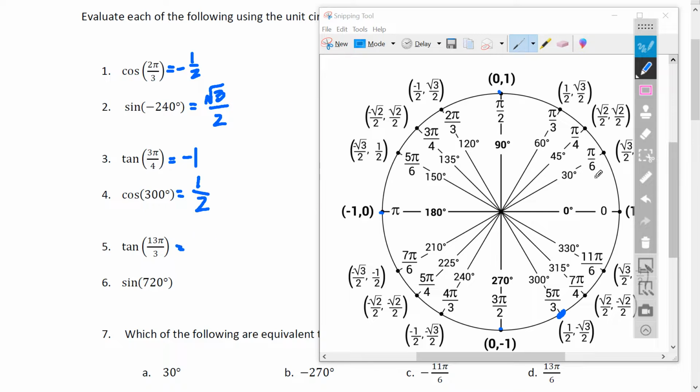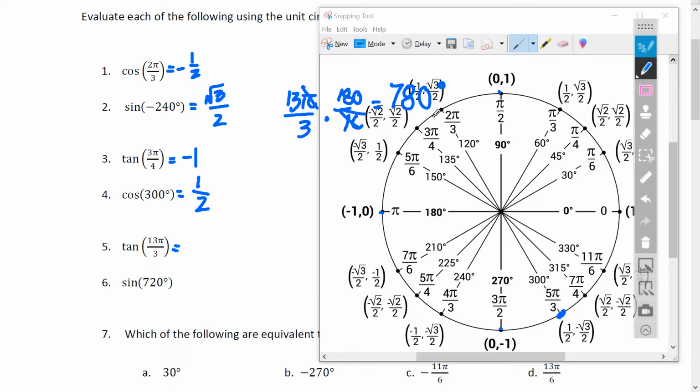Tangent of 13 pi over 3. Now, I don't see 13 pi over 3 on the unit circle, which is a good indication that this is larger than 2 pi. And it definitely is larger than 2 pi. So it's more than one full rotation. So let me convert this to degrees by multiplying by 180 over pi. Okay, so I got 13 times 180 divided by 3. So this is 780 degrees.